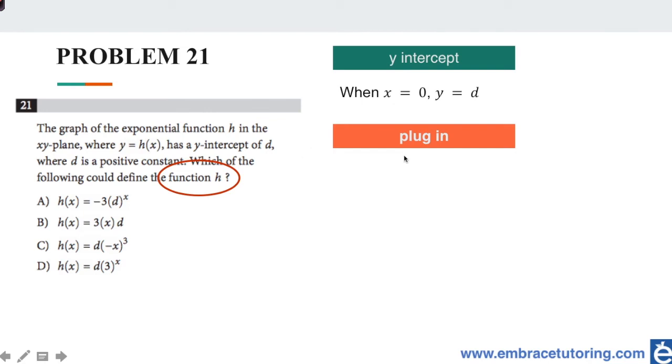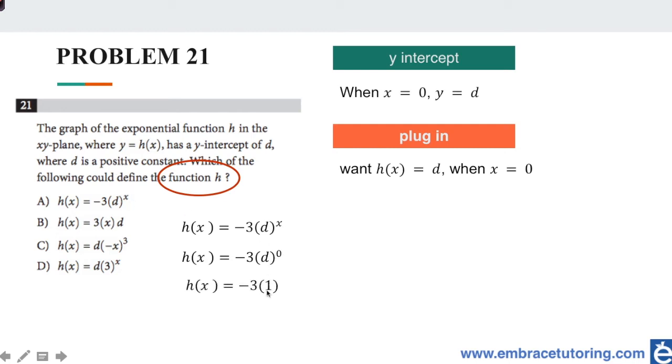So let's plug in some x equals 0s. And remember, what we're looking for is that h of x is going to equal d, because that's what your y will equal when x equals 0. Now, when we plug this into the initial equation, we see that h of x equals -3 times d to the 0 power, because x here is an exponent. Anything to the 0 power is going to be 1. So this becomes h of x equals -3 times 1, which gives me h of x equals -3. That's not what we're looking for. Remember, we're trying to get this equal to d for h of x. So this is not going to be a possible solution, so I would cross off A.